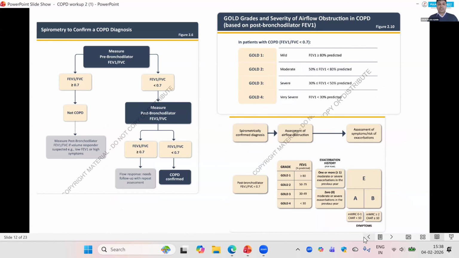If that is also reduced, then the COPD is confirmed. If the post-bronchodilator response is more than 0.7, according to GOLD, then you have to follow the response, and such patients need follow-up and repeat assessment. So according to the FEV1 criteria, GOLD has given different severities of obstruction.